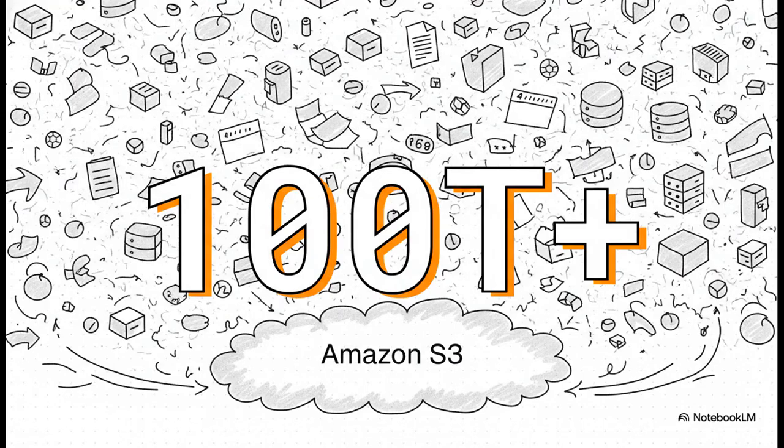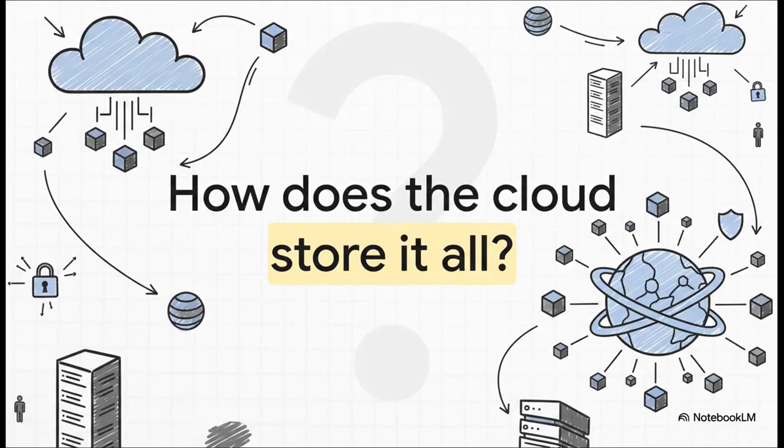And just to wrap your head around the scale we're dealing with, look at this number, 100 trillion. And that's a conservative guess for how many individual objects are stored in just one service, Amazon's S3. It's a number so big it almost doesn't feel real. So that brings us to the big question, right? When you're faced with a number like 100 trillion, how on earth does the cloud manage all of that? How does it keep it safe and serve it up to billions of people around the world without just buckling under the weight of it all?